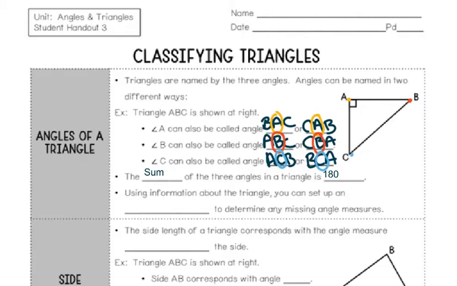Next, we'll talk about some characteristics of angles in a triangle. The most important thing, or one of the most important things about a triangle, is that the sum of the three angles in a triangle is 180 degrees. So, using information about the triangle, we can set up an equation to determine any of the missing angle measures.